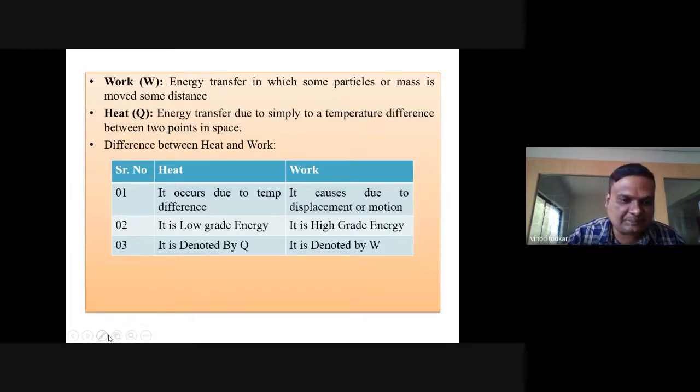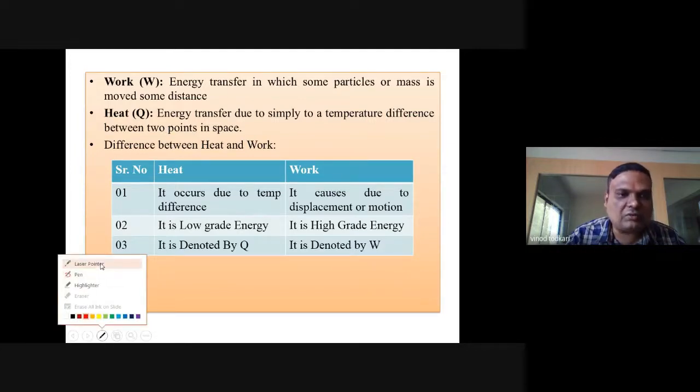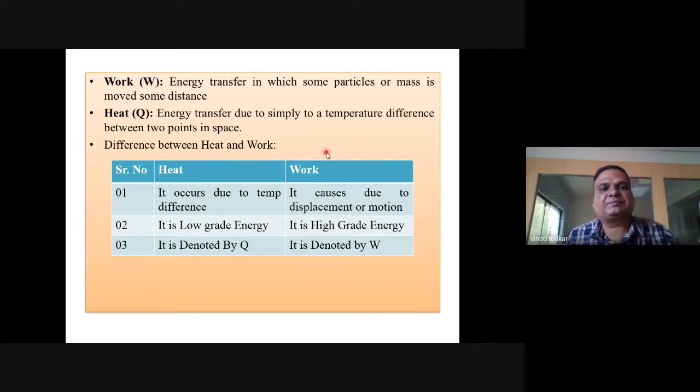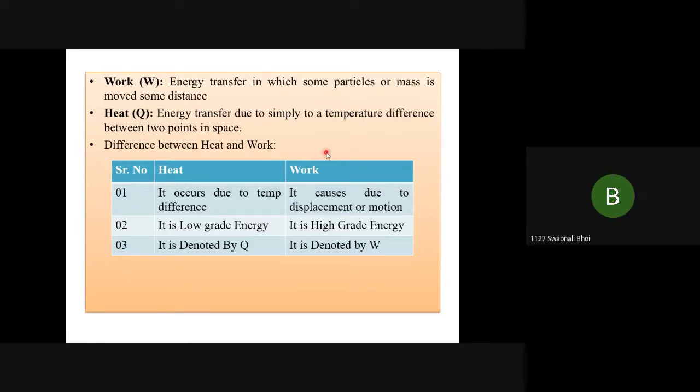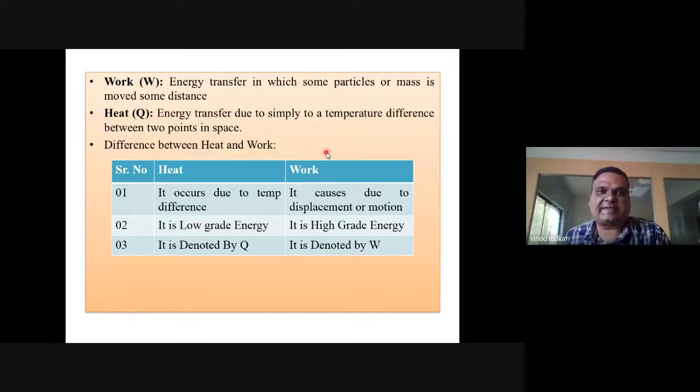Now see, what is energy? Energy is the capacity to do work. Excellent. Energy is the capacity to do work. Now see that energy exists in different forms like work energy, heat energy, right? Now see, work energy is denoted by W, and heat energy is denoted by Q.